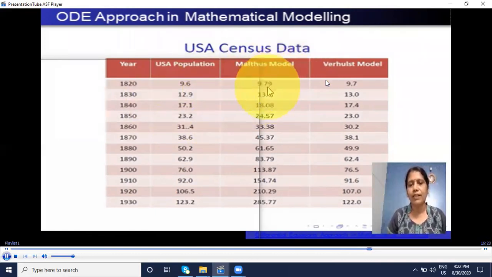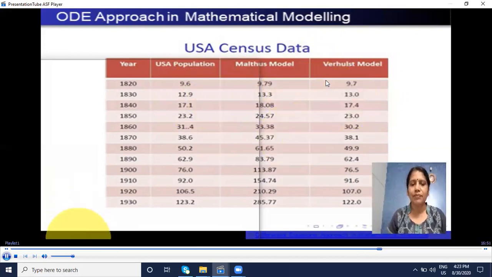Malthus model, it is 9.79, 13.3, and here is 9.7. See the accuracy of these two, 13.3, 13. See, Wilhardt's model is almost nearest to these values. The USA population is 12.9 in 1830, but by the Malthus model 13.3 and Wilhardt's model 13. See, this is the nearest value, and this is exactly accurate.